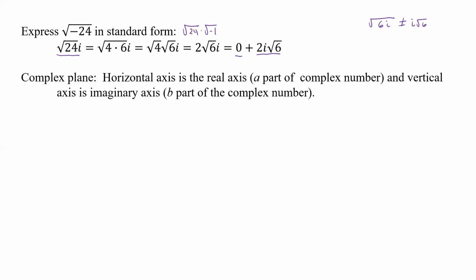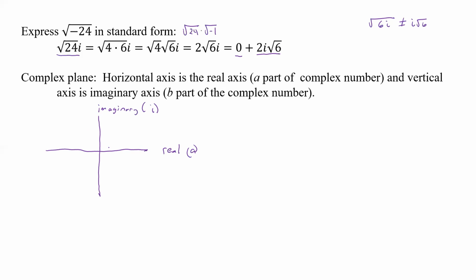So what that is, we have a horizontal axis that is going to be our real axis, the a part of the complex number, and the vertical axis is going to be the imaginary units. And so it's just going to be like an xy axis. And again, this is the real part, the a, and this is going to be the imaginary part, the part with the i.